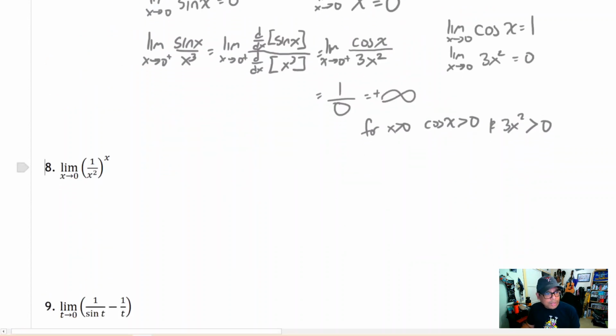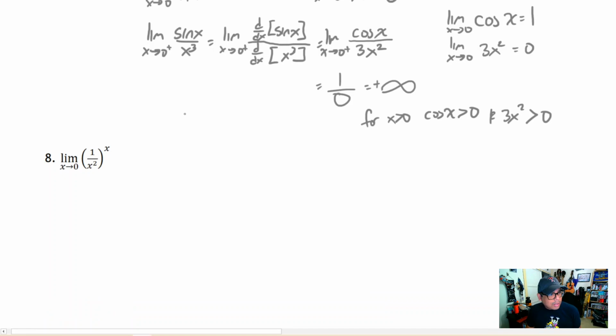Now let's take a look at our next one. We've got the limit as x approaches 0 of 1 over x squared to the x power. And if we do this one, well, let's check. What is the limit as x approaches 0 of 1 over x squared? And just like the previous one, we've got a constant on the numerator and 0 on the denominator. So this is going to approach positive infinity because of the x squared. And so in essence, what we're looking at here is of the form infinity to the 0 power, which is a disguised indeterminate form.